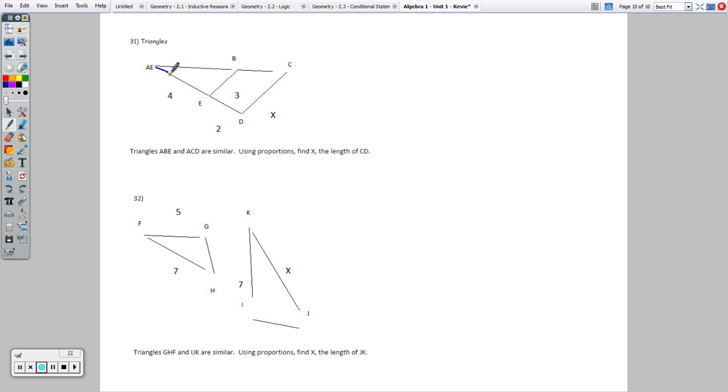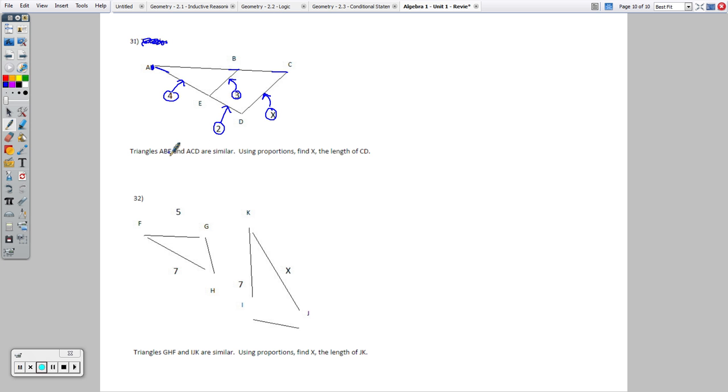So this should be connected. For some reason when I brought up the page here to put stuff on, some of this stuff came up kind of funny. 3 should be with that, x is with that side right there, and the 4 is right there, the 2 is right there. So these are, we're assuming, similar triangles.